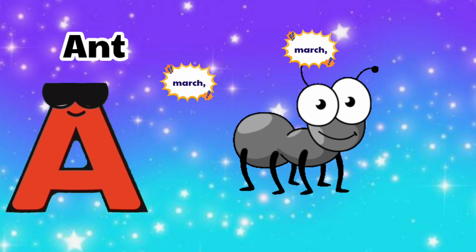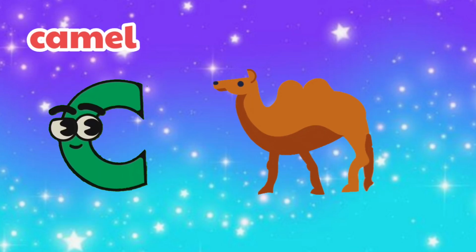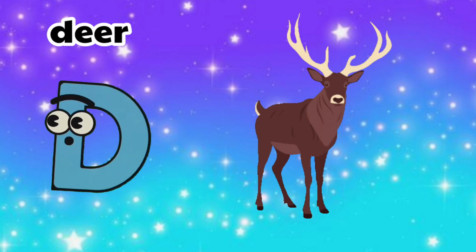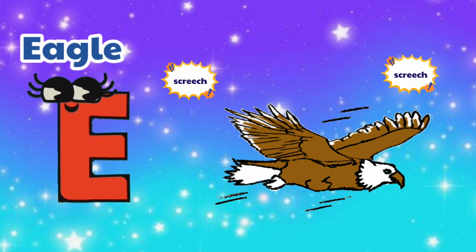A is for ant, march. B is for bison, snort. C is for camel, grumble. D is for deer, bleat. E is for eagle, screech.